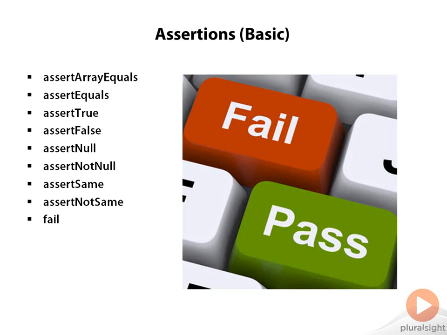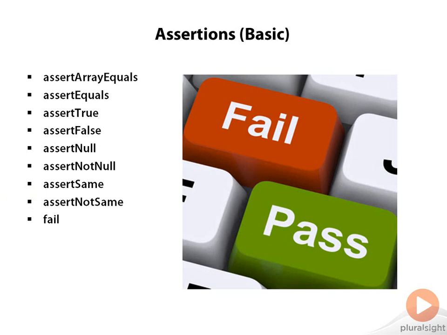And while assert equals checks that two objects are equal using the equals operator, assert same and assert not same will check that the objects are the exact same object or they're not the exact same object.